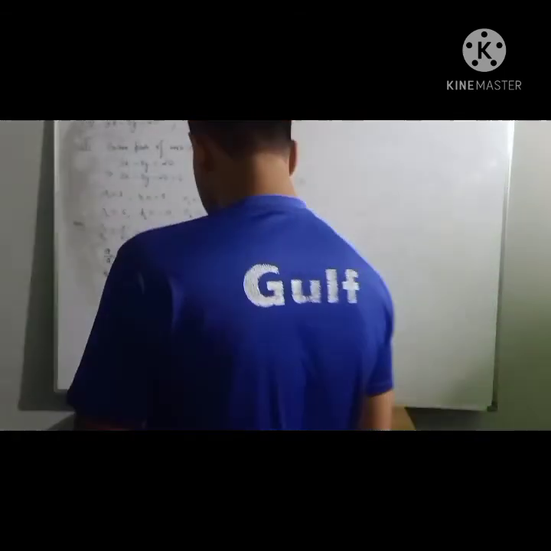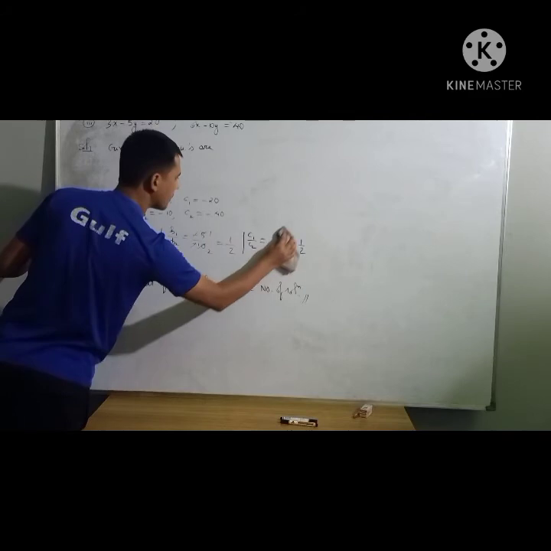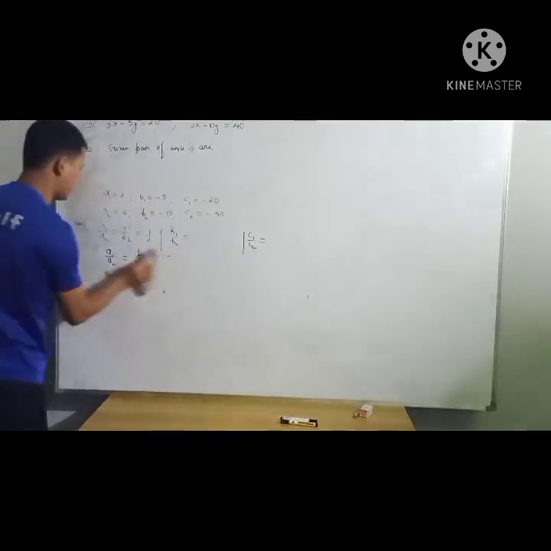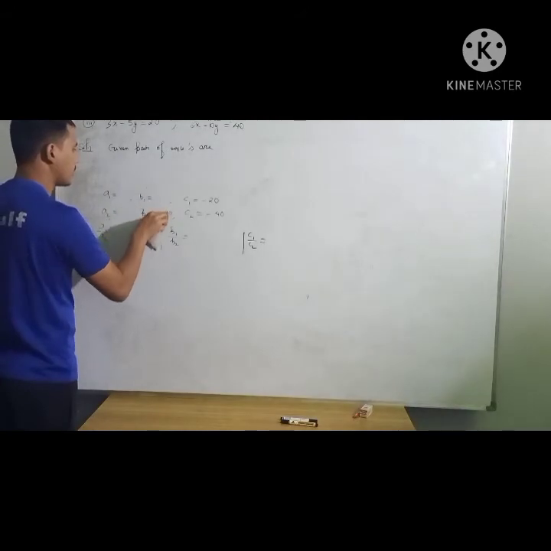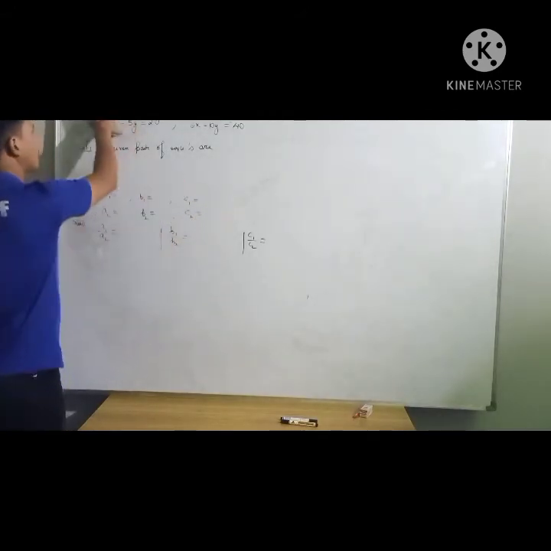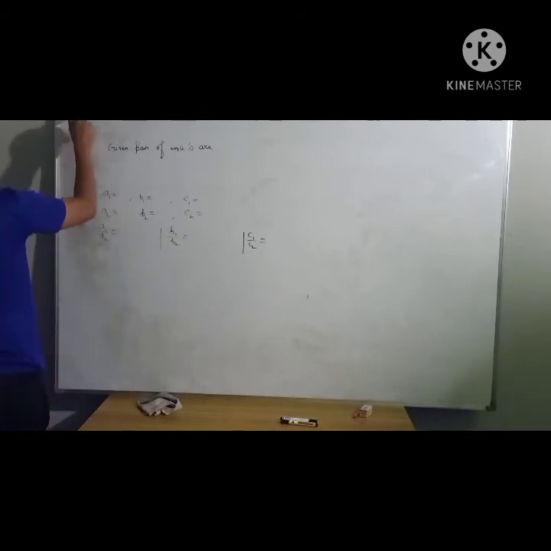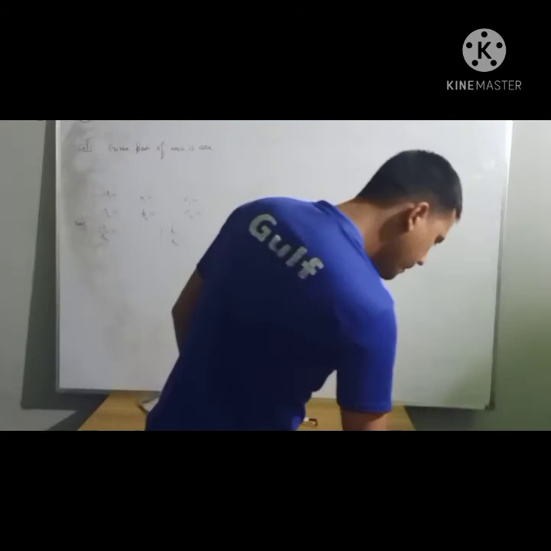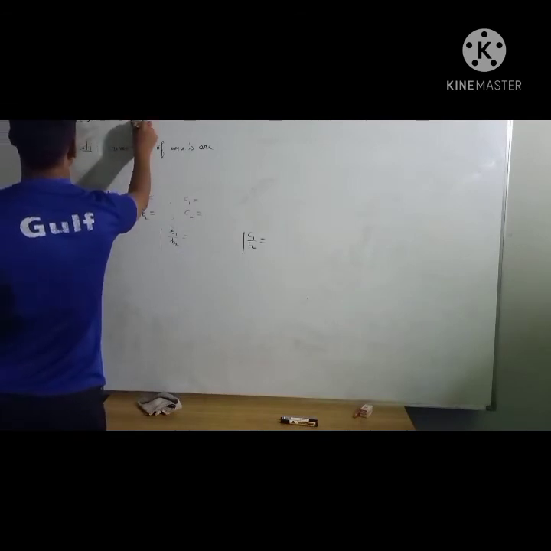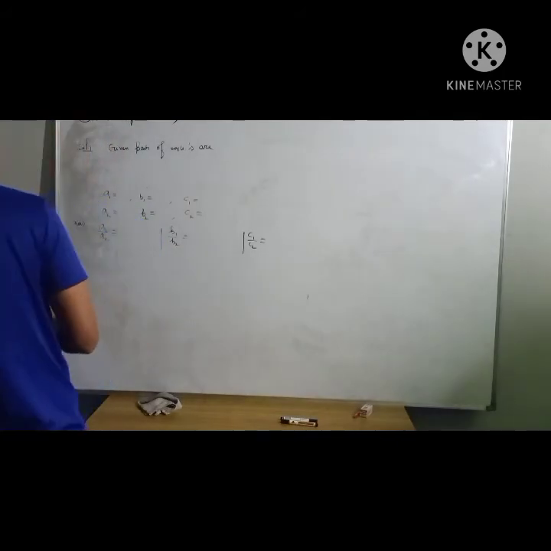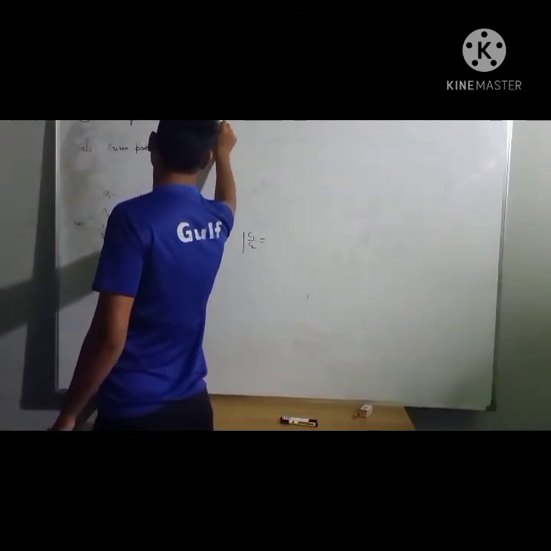Now the fourth one, the fourth question. Question number one, Roman 4 now. The given equations are x minus 3y minus 7 is 0. So this is your first given equation. The second given equation is 3x minus 3y minus 15 equal to 0.